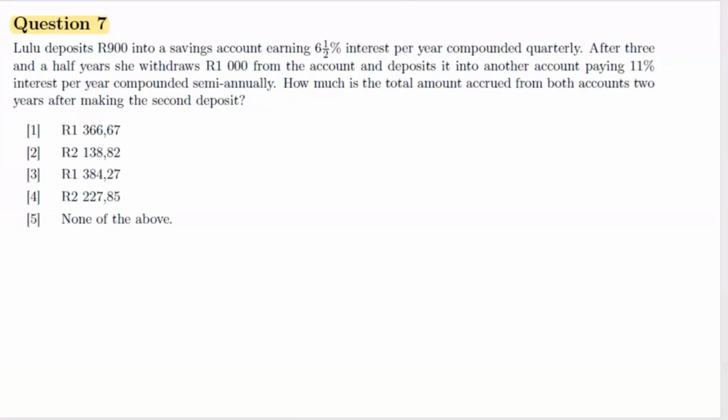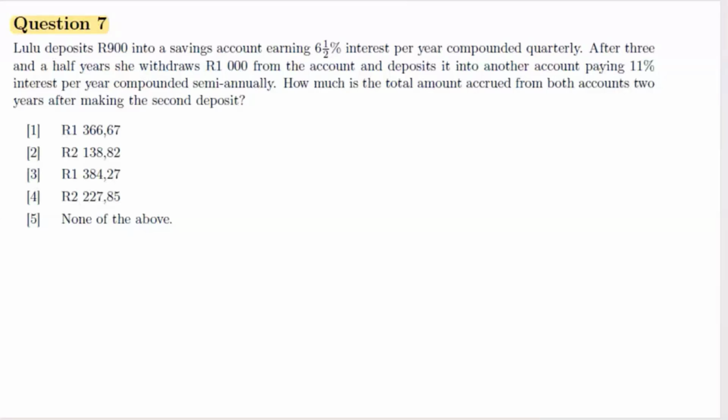After 3.5 years, she withdraws 1,000 from the account. So now the account is continuing, but after 3 years, she decides, I want some money from that account. So now there's been some kind of a disturbance to the investment. And then she deposits it into another account, paying 11% interest per year, compounded semi-annually. How much is the total accrued amount from both accounts 2 years after making the second deposit?